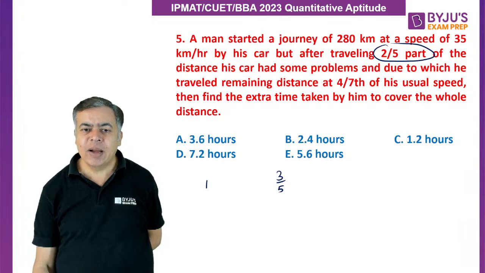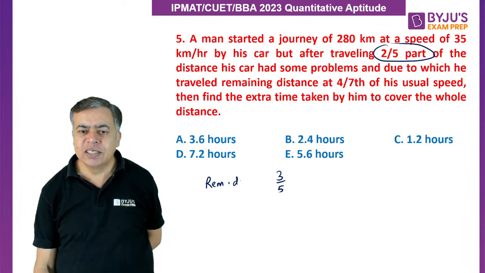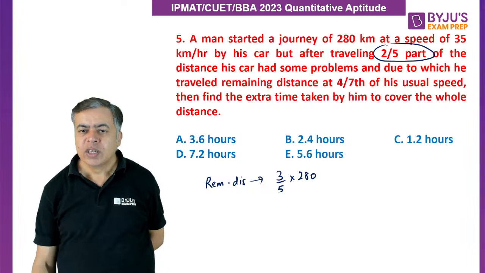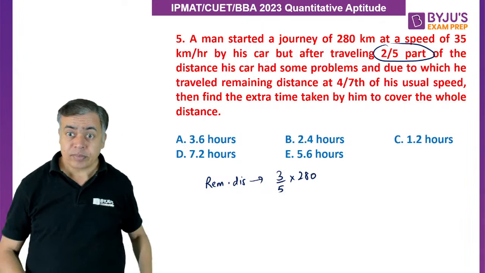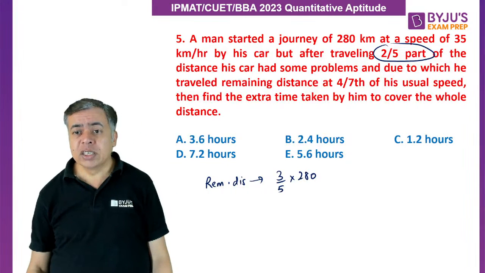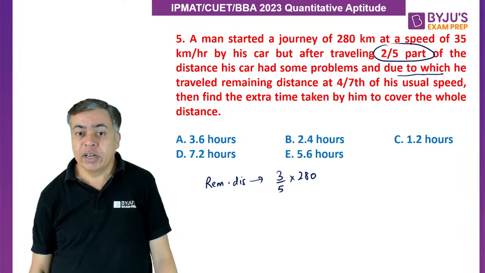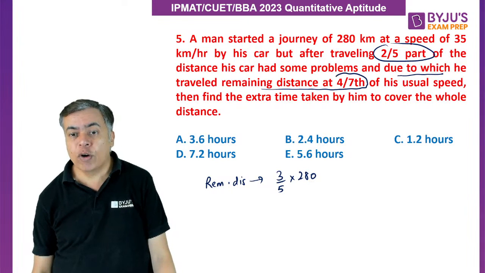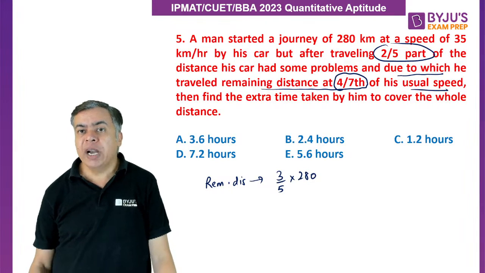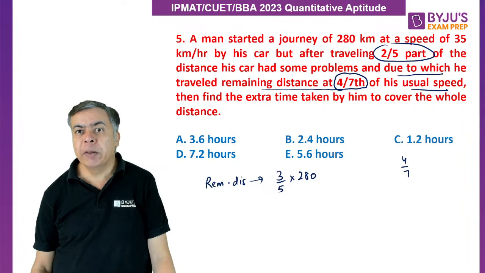So I'm talking about the remaining distance. The remaining distance is 3/5 of 280. But in the remaining distance, he traveled at 4/7 of the usual speed. So the speed becomes 4/7.